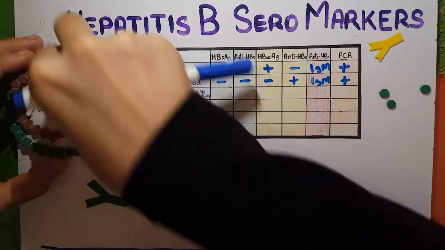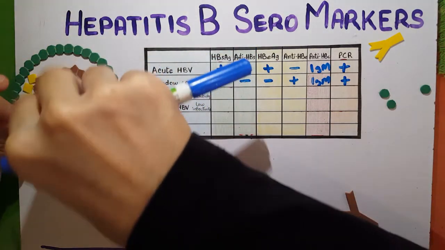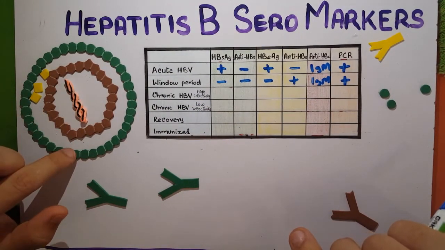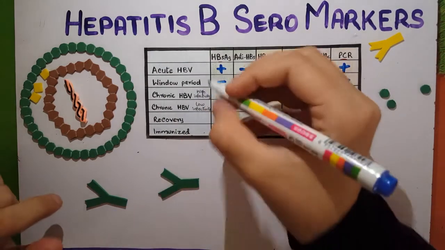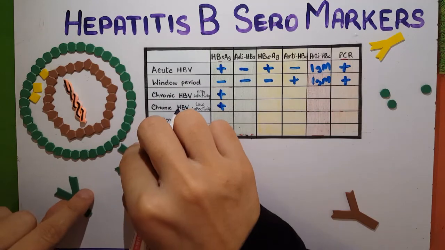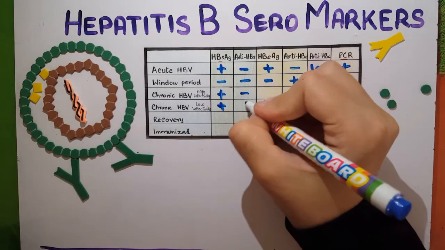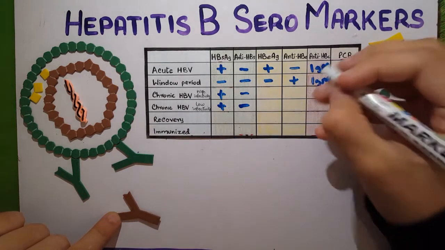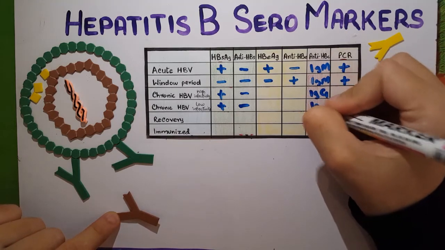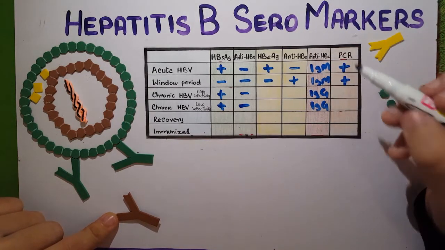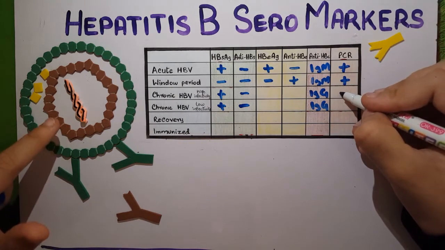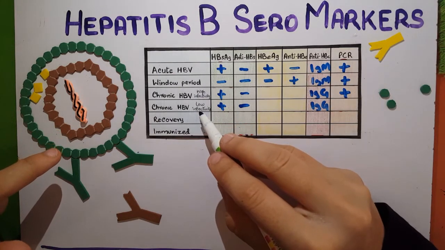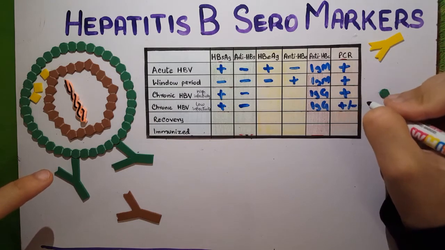In chronic hepatitis B virus infection, again we have virus in the body. So whenever there is virus in the body, the hepatitis B surface antigens are positive. So HBs antigens will be positive, and their counter antibodies being utilized will be negative. The anti-HBc will be positive, and this anti-HBc will be IgG this time, and this is what differentiates it from the acute infection. Alright, so PCR will also be positive in chronic hepatitis B infection in high infectivity, but in low infectivity it may be positive or may be negative depending on the phase of disease.